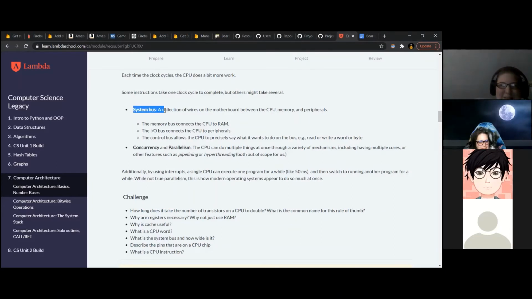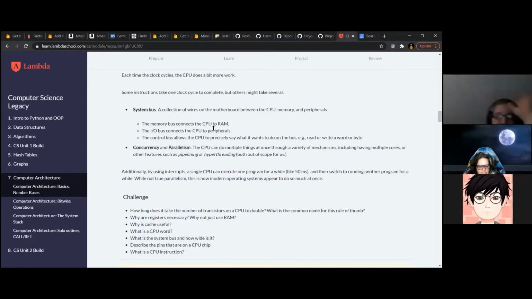Then the system bus. This is the only question I got right on the quiz because it was a fun word. What is the system bus? It's a collection of wires on the motherboard between the CPU, memory, and all peripherals. What does it do? It connects the CPU to the RAM. All right, so the system bus is basically communication between the CPU and the other chips on the motherboard, which includes your RAM and peripherals. That includes your hard drive, your CD-ROM drive if you have one of those, your printer.